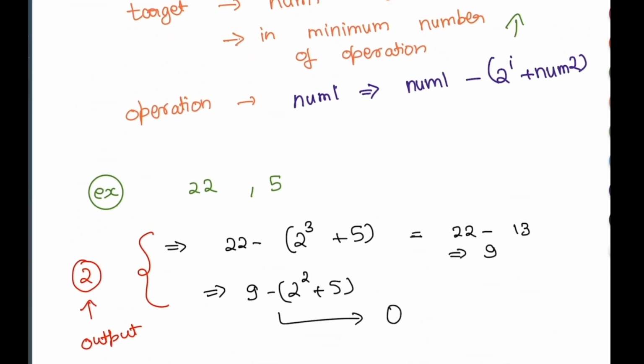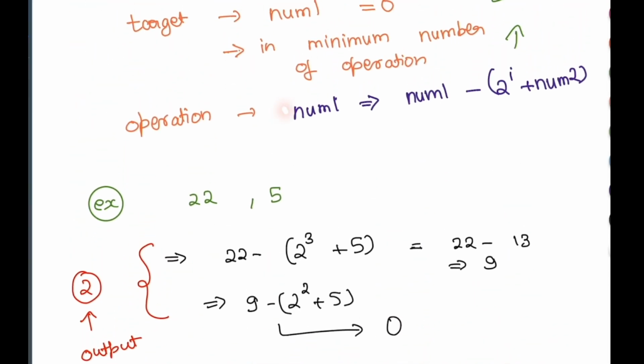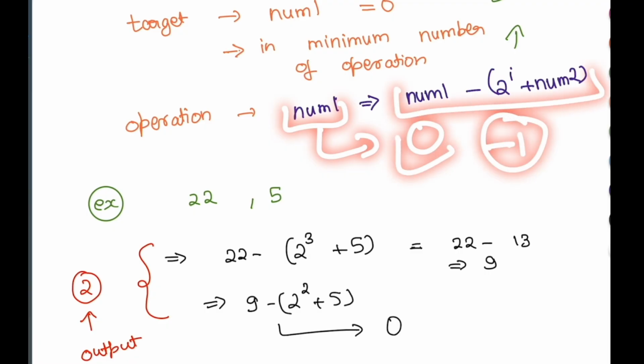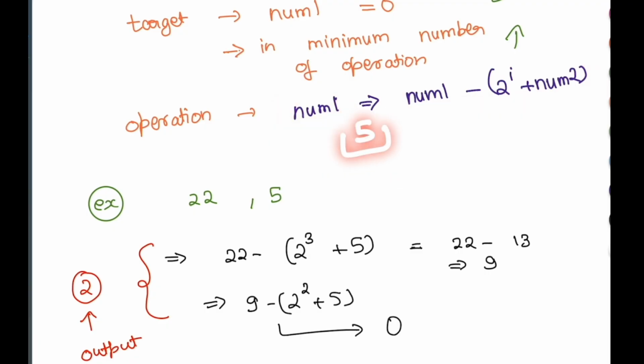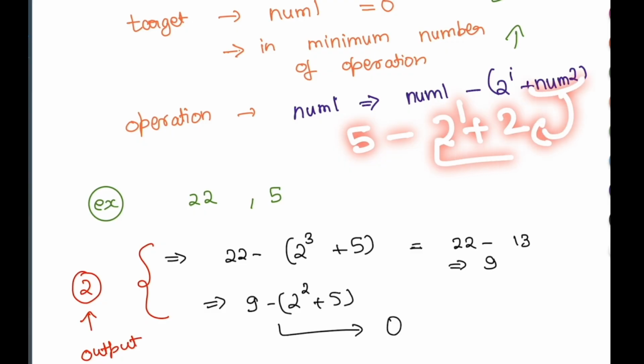The question says one more thing. Let me tell you that if you cannot make the value of num1 equal to 0 by performing this operation, you will have to return minus 1. For example, if the value is 5, that is num1, and the value of num2 is 2. In this case, you cannot turn this 5, the num1, to 0, and I will tell you how. If the num1 is 5, you can say num1 minus 2 to the power 1 plus 2. That's the num2. Num2 is 2. So this value will be equal to 4. We have to say 5 minus 4, this is 1.